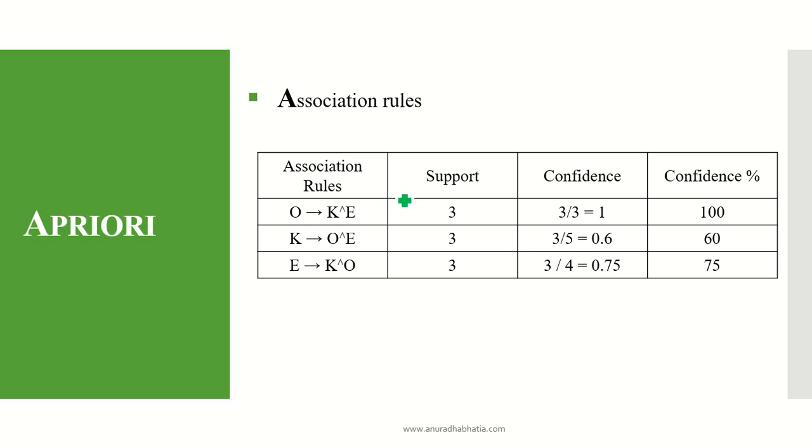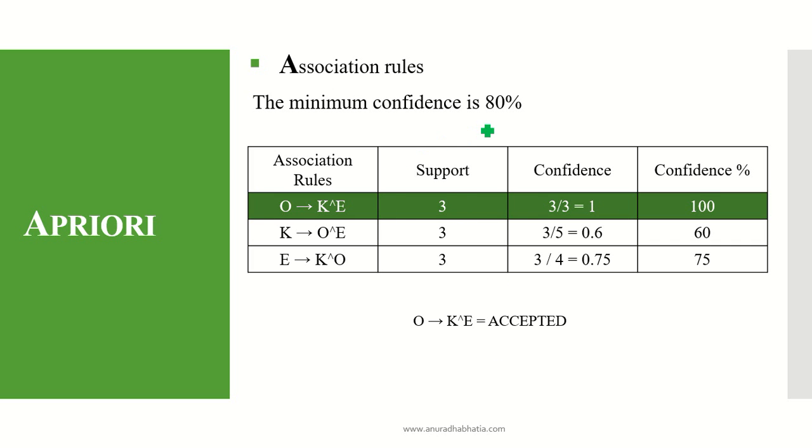We know that association rule has given us this percentage, and the minimum confidence which was given initially is 80%. As 80% is the minimum confidence, anything less than 80 has to be rejected. So only this particular transaction for this a priori example is accepted, and these two, that is 60% and 75%, are rejected. This is one example to show a priori.